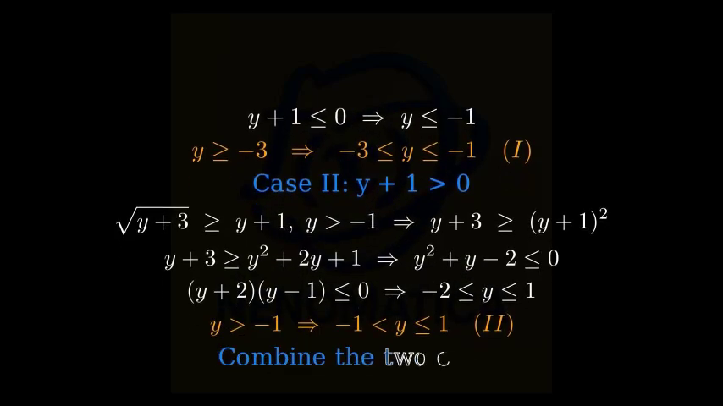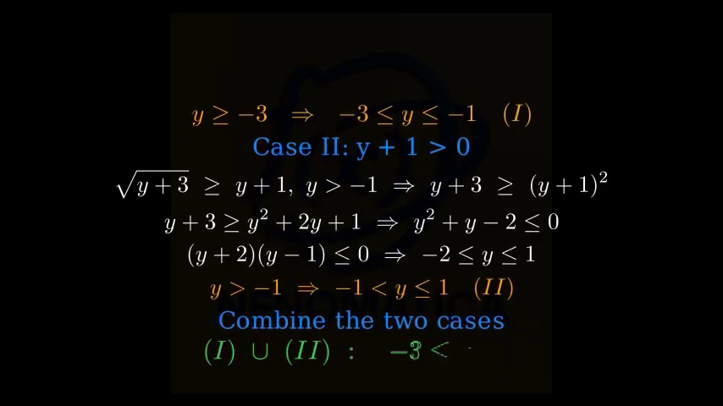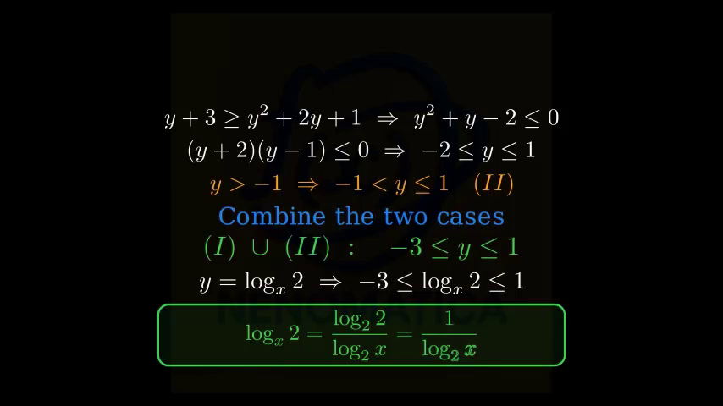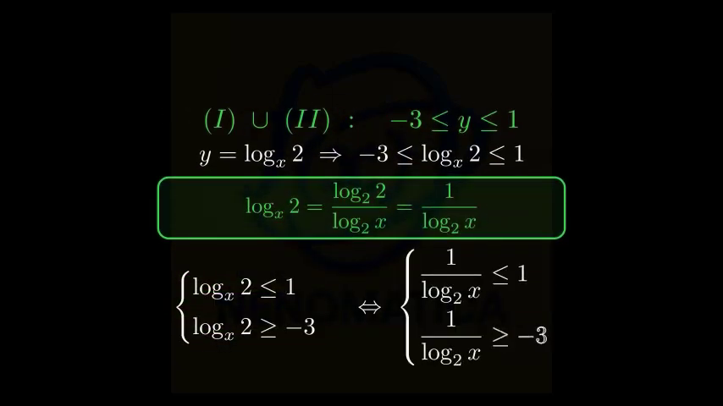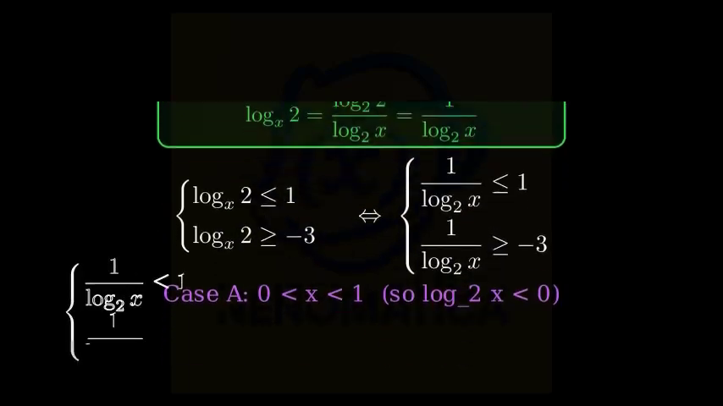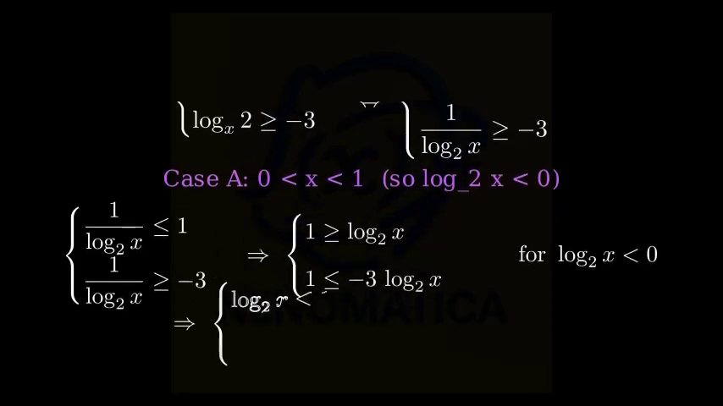Step 5. Take the union of case 1 and case 2. Together they give negative 3 less than or equal to y less than or equal to 1. Step 6. Use the change of base formula. Log base x of 2 equals 1 over log base 2 of x. We will solve the system in two subcases, when x is between 0 and 1, and when x is greater than 1.